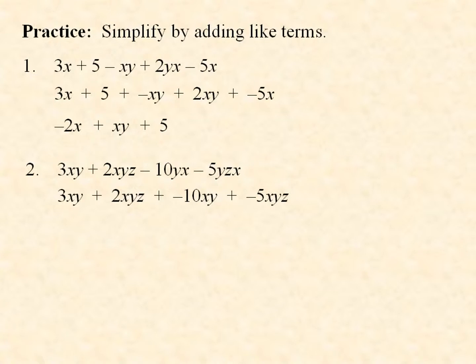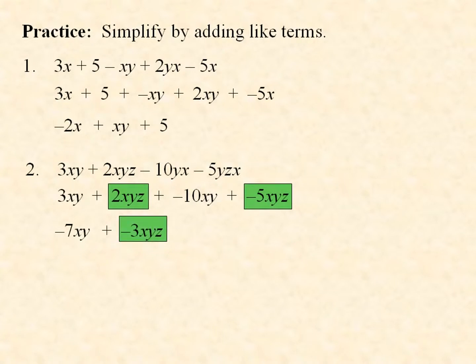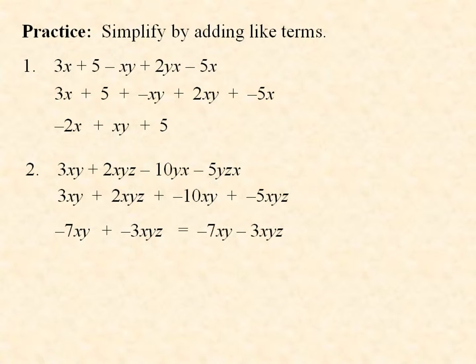Now we identify like terms. The 3xy and the negative 10xy are like terms because each has one x and one y. 3 and negative 10 add to negative 7, so this is negative 7xy. Next we have the 2xyz and the negative 5xyz, and 2 and negative 5 add to negative 3. So these two terms add to negative 3xyz. And so we have negative 7xy plus negative 3xyz, which can be rewritten as negative 7xy minus 3xyz.